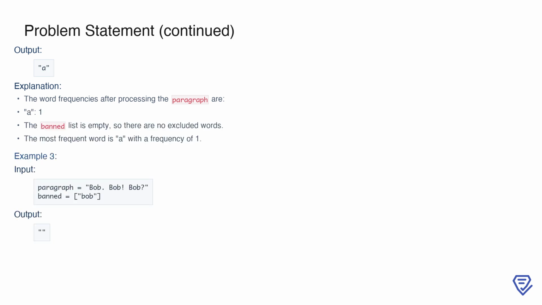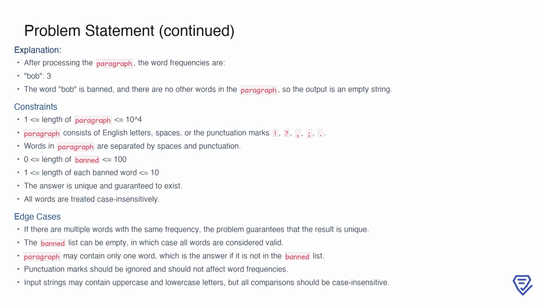In the second example, the paragraph is just "a", and the banned list is empty. Here, the word a is found and has a frequency of 1. Since there are no banned words to exclude, a is the most frequent valid word. Thus, the output in this case is a. This example demonstrates that even if the input is very simple, the logic still applies, and we can derive the correct result. In the third example, the paragraph is "Bob. Bob."